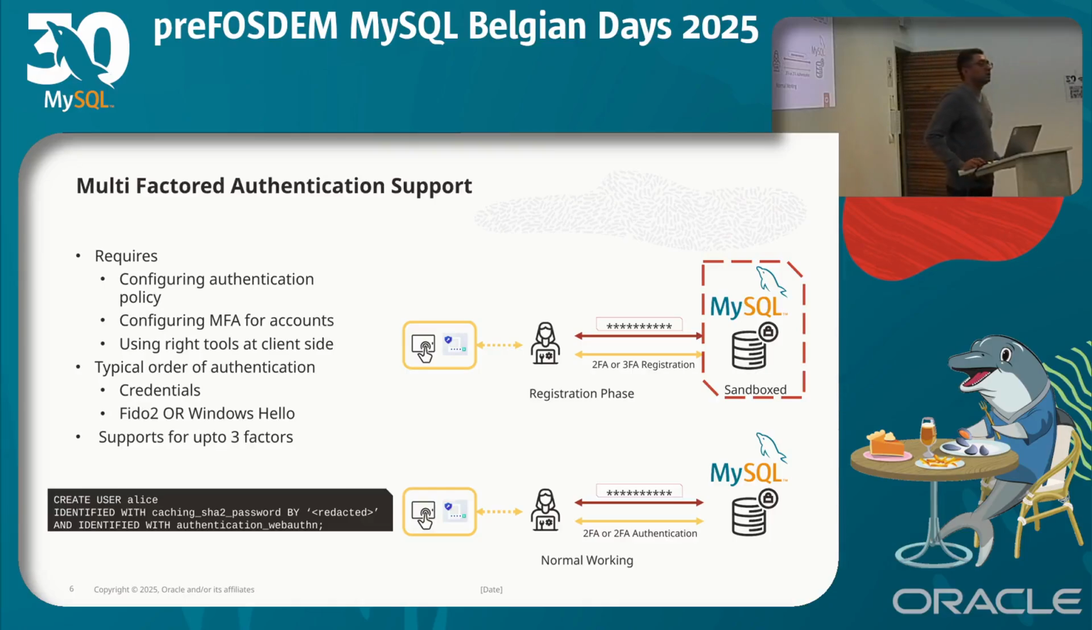Are you able to identify which features are going to be enterprise only? I haven't, but I'll keep mentioning it. So this is an enterprise feature. Enterprise only. This authentication, WebAuthn, is available in Enterprise.